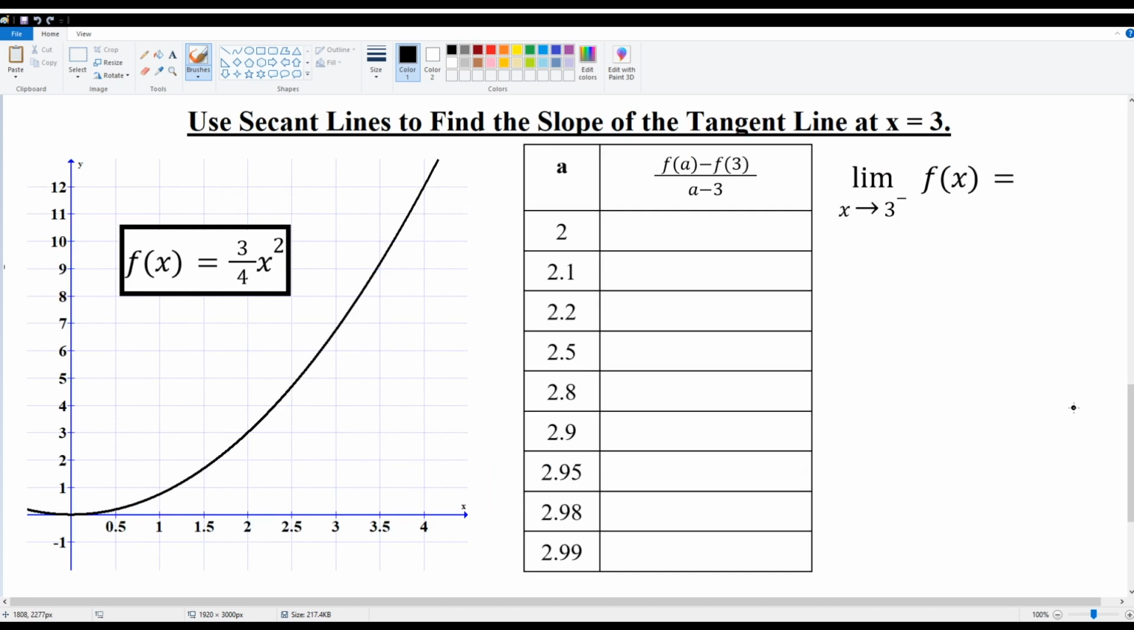We've got a graph here of the function 3/4 times x squared, so x squared with a dilation of 3/4. And we want to find the slope of the tangent line at x equals 3, or whatever the instantaneous rate of change is at x equals 3. So to do that, we'll take some slopes of points that are close to x equals 3 in comparison to it, and we'll see if we can figure out a pattern that leads us to an answer.